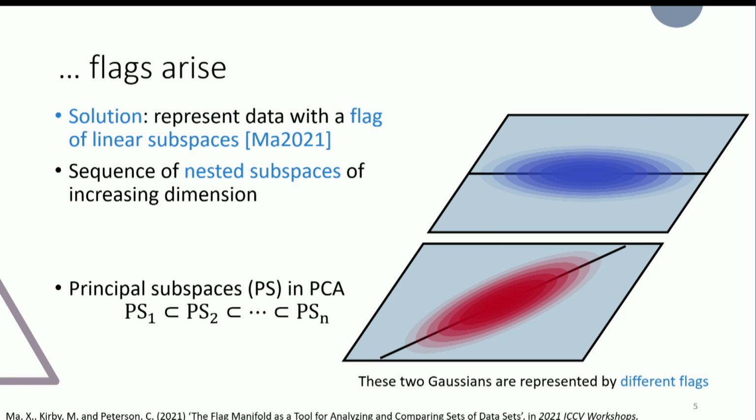And so an idea to take into account the hierarchy of the modes of variability is instead to represent datasets as a flag of linear subspaces, which is a sequence of nested subspaces of increasing dimensions. So you have also a canonical way of doing that, which is by doing principal component analysis at different scales, and then the sequence of principal subspaces will be naturally nested.